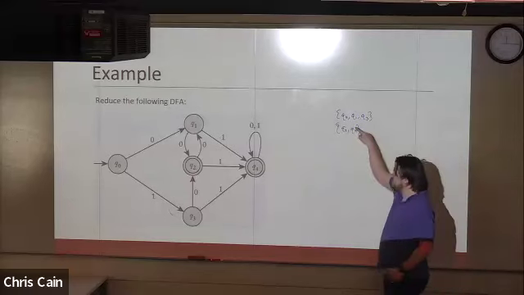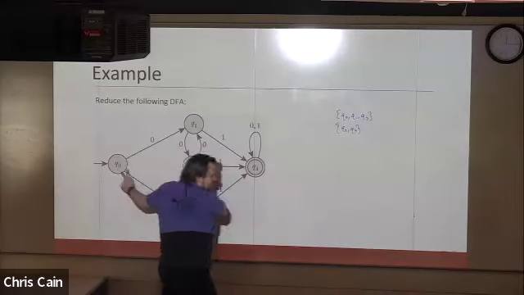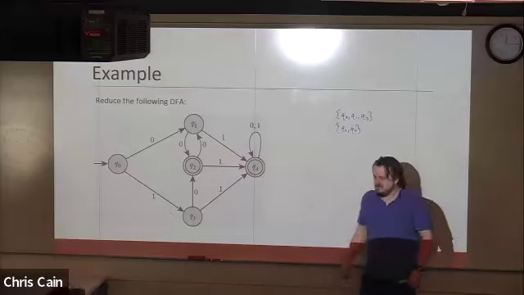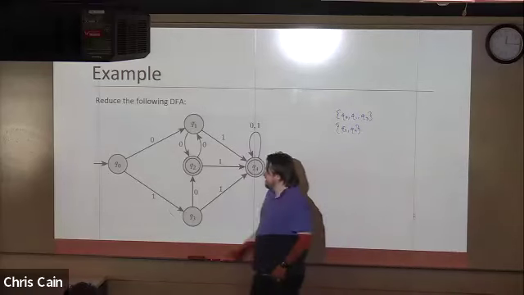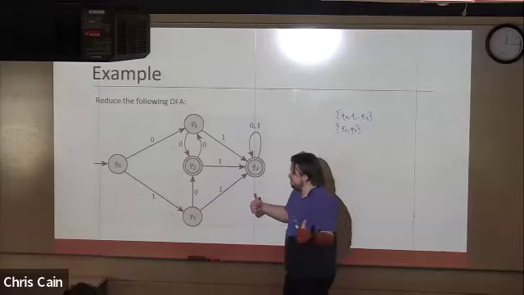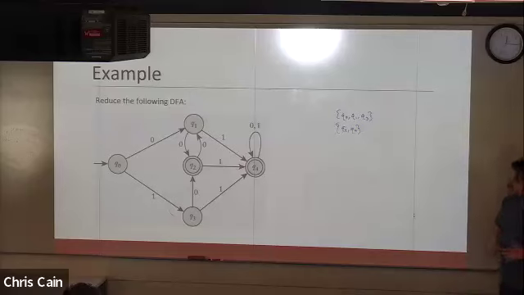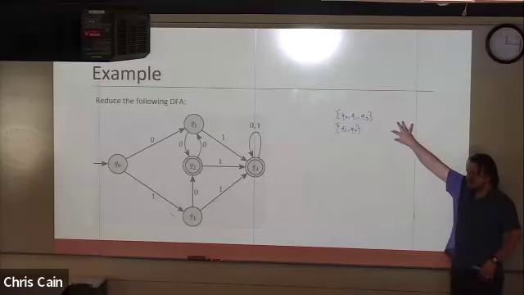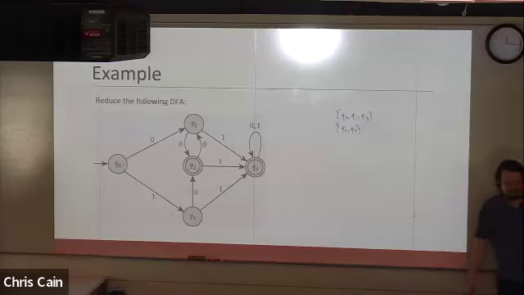Let's pick the pair Q0, Q2. Consuming the empty string, do we end in states with different finality? Yes. So we're good. Once we start thinking about longer strings, we're going to have to ditch the concept of finality and just use these equivalence classes. But we start making these equivalence classes based on finality.